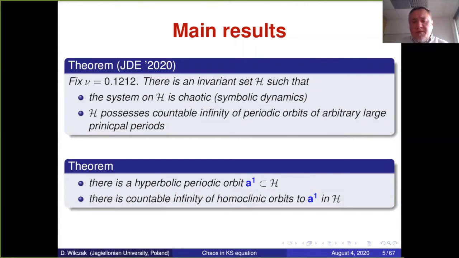And the second theorem is a very hot result, just 2 weeks old, perhaps. So in this set H, there is a selected periodic solution A1, and there is a countable infinity of homoclinic orbits to this periodic orbit A1. Let me show you the geometry of those orbits.